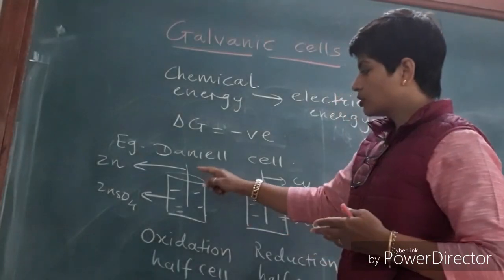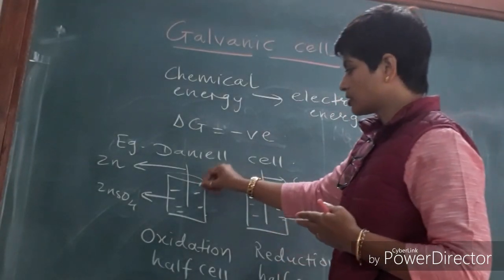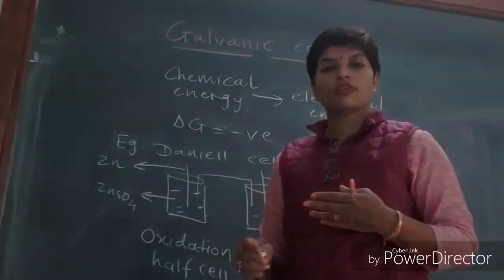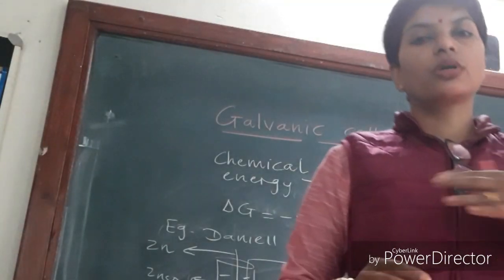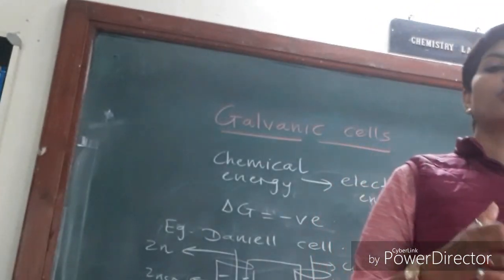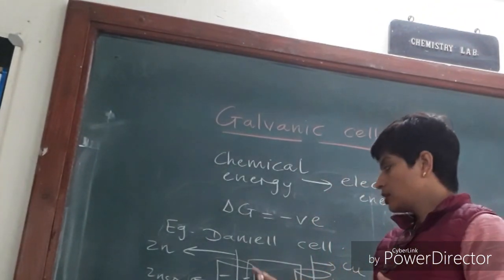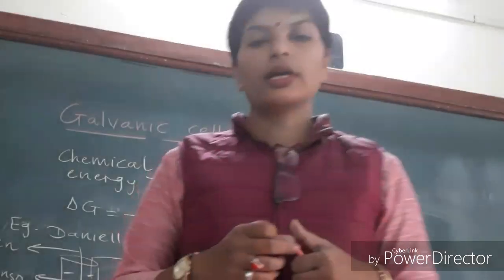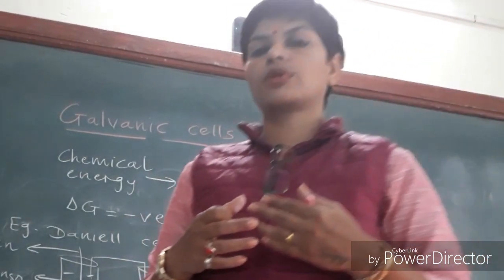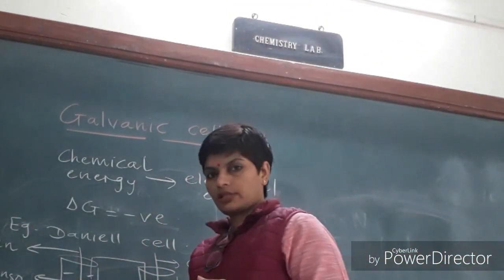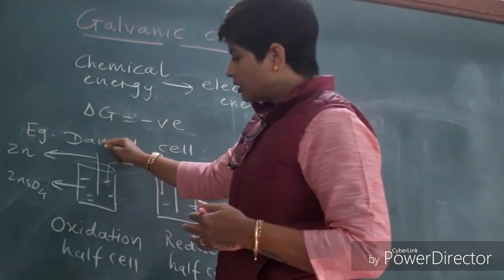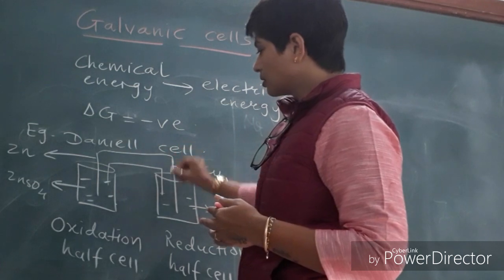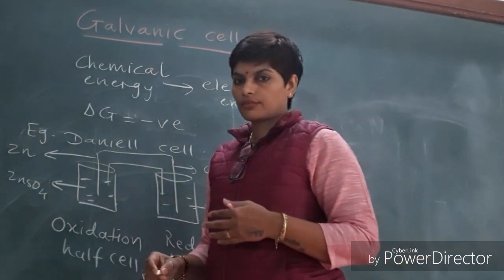So here also we do the same thing as we have discussed. We are also connecting a salt bridge as an internal circuit. The function of salt bridge is simply to connect the internal circuit, and also it helps in supplying the counter ions which will neutralize the excessive ions produced in the half cells. These electrodes will be connected by a conducting wire.